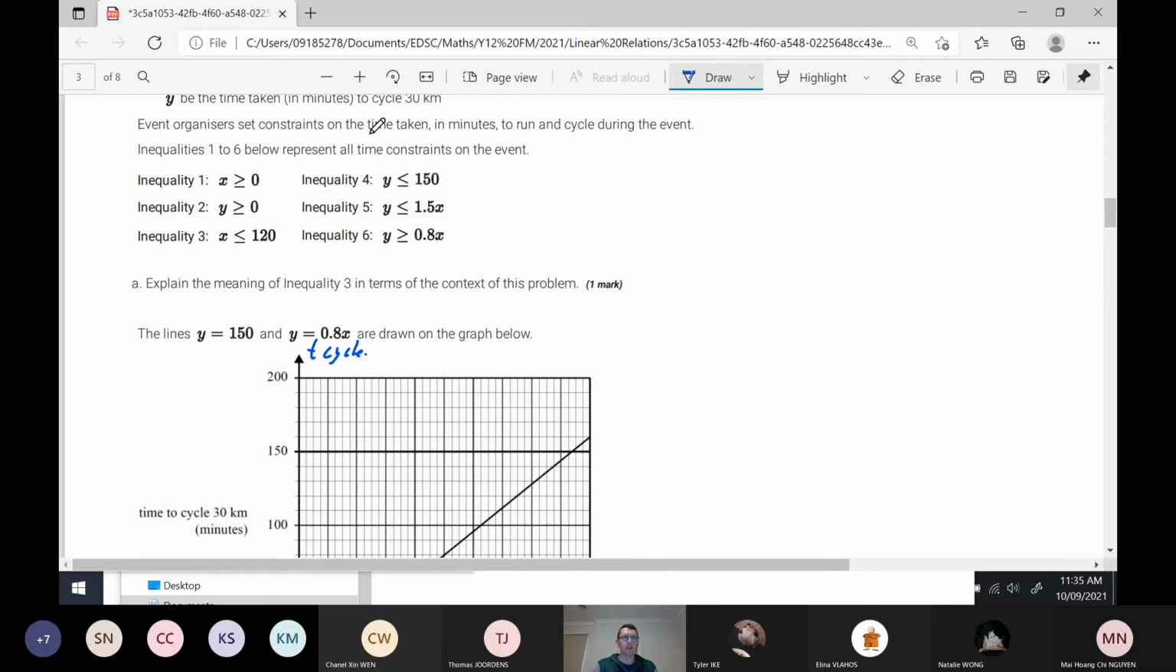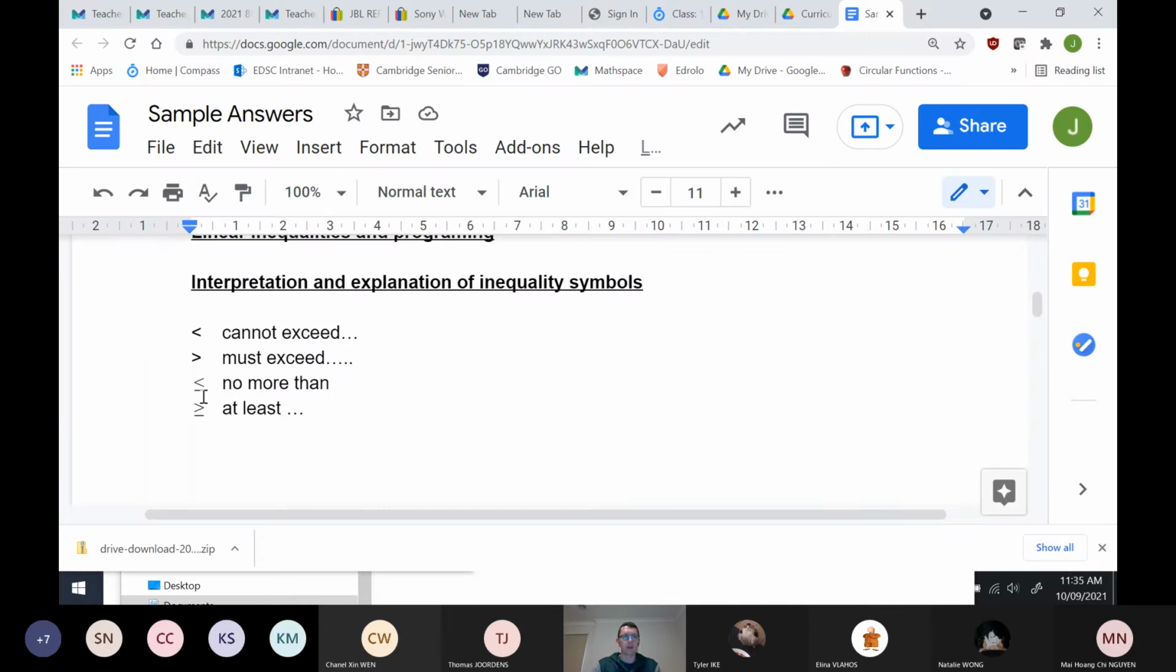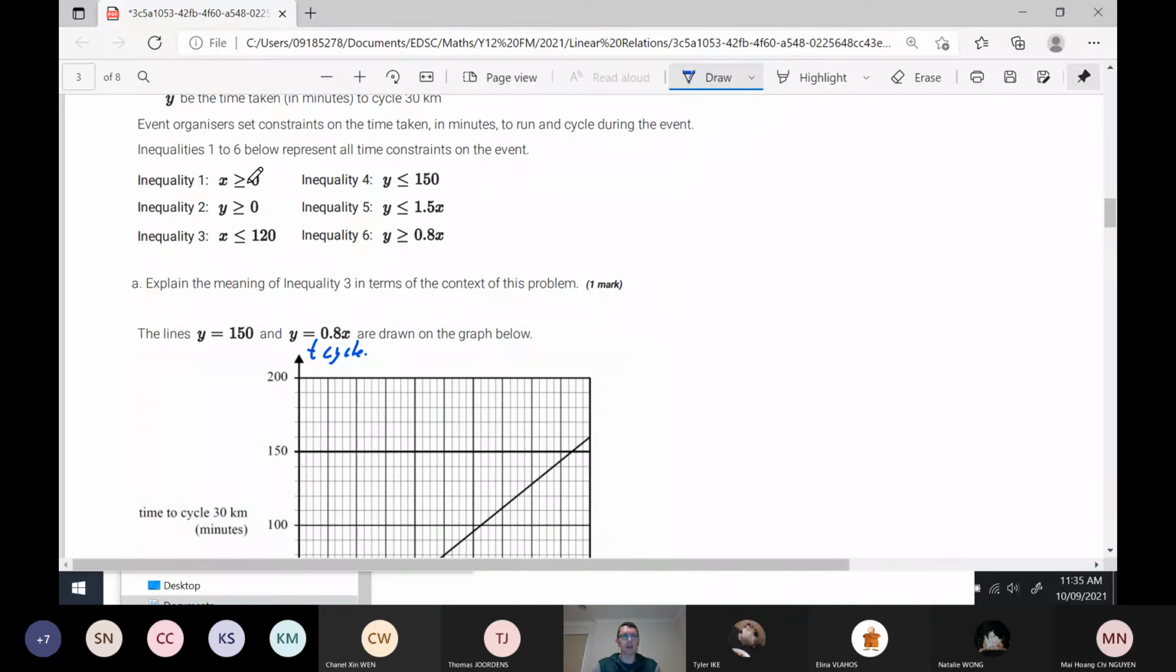Event organizers set constraints on the time taken in minutes to run and cycle during the event. Inequality 1 to 6 below represents all time constraints on the event. So we've got X has to be greater than or equal to 0. So if we go back to our sample, at least, X needs to be at least 0. In other words, X, the time to run, needs to be at least 0. Well, that kind of makes sense. Like if you go for a run, you can't do negative minutes running.